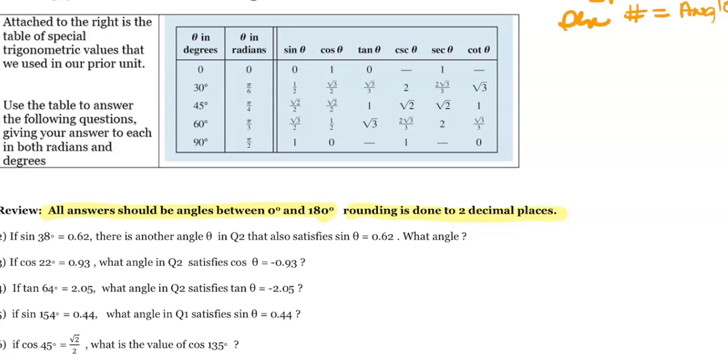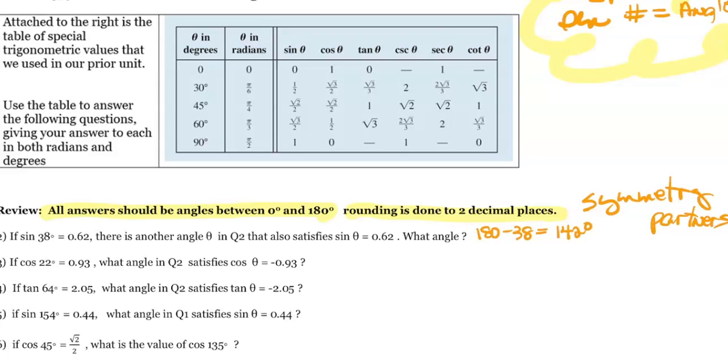Well, remember, they're going to be symmetry partners. This is coming later, so don't worry about that right now. Right now, we're going to talk about symmetry partners, and we're only working in quadrants 1 and 2. If the sine of 38 is this, there's another angle that's going to be its partner. What is that angle? Take 180 minus 38, and that angle is going to be 142.